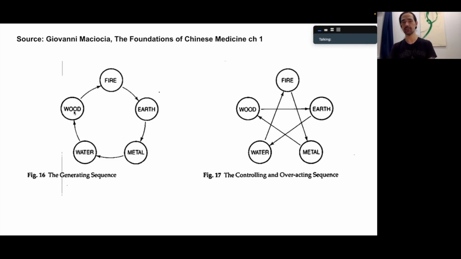Water nourishes, creates wood. Wood generates fire. Fire generates earth. Earth generates metal. Metal generates water. Water generates wood.